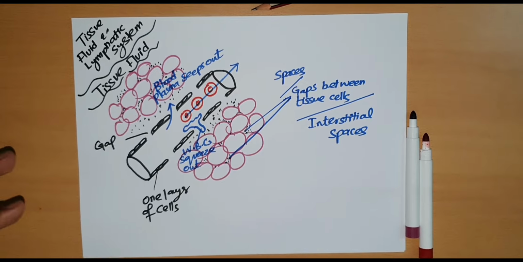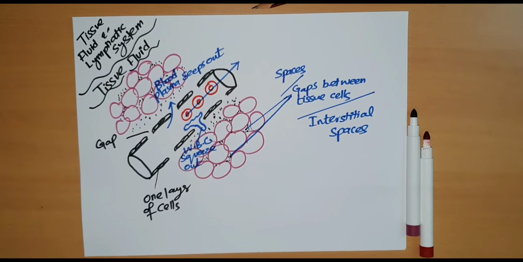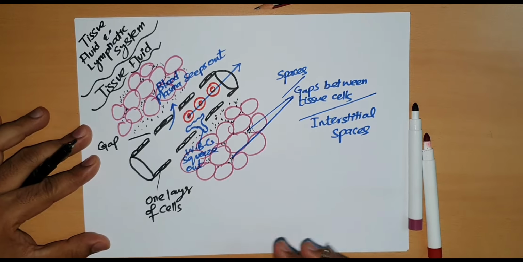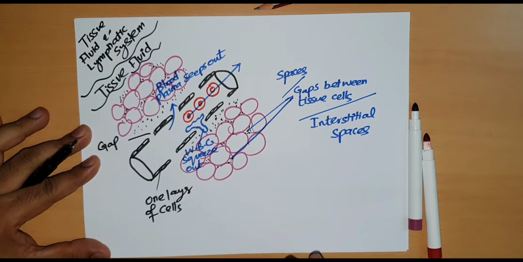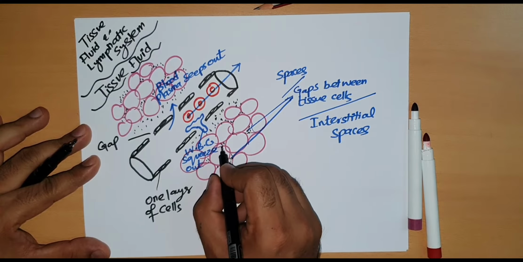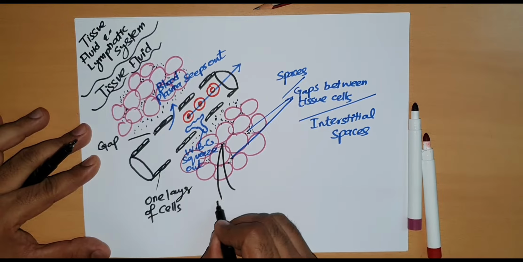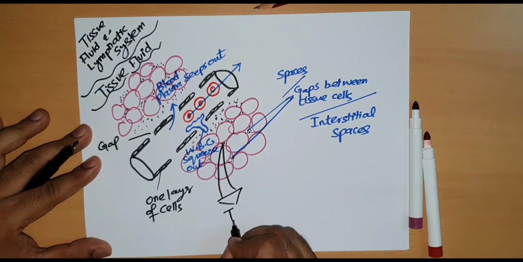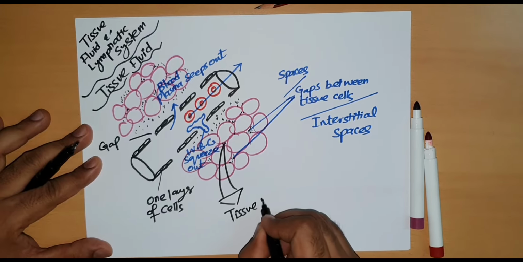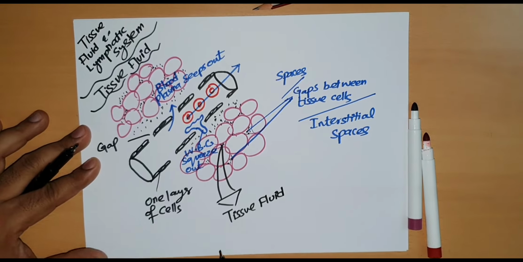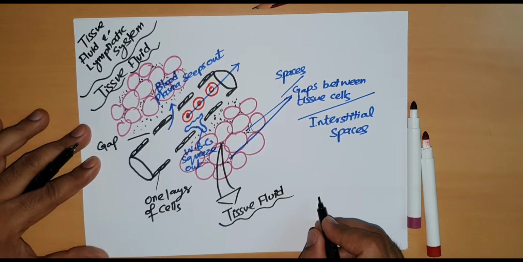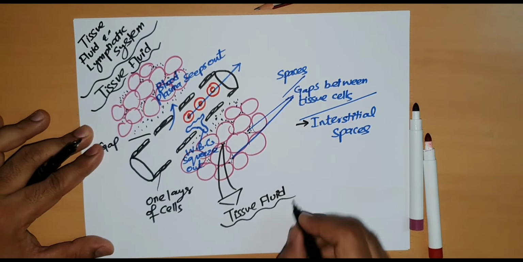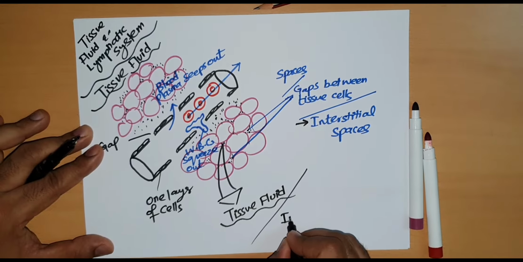Now this blood plasma has seeped out. It is not part of the blood anymore. Now it is part of the tissue. So we cannot call it blood plasma anymore. Now we start calling it tissue fluid. It is a fluid which is present in between the tissues, so that is why we call it tissue fluid. And as this tissue fluid is present in the interstitial spaces, we can also name it interstitial fluid.